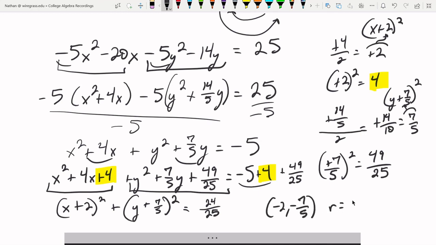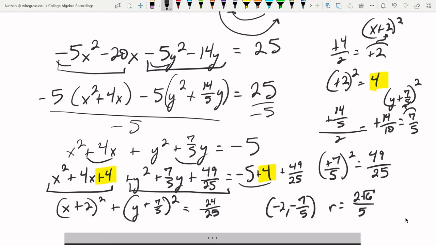And the radius is the square root of this thing. Square root of 25 is 5. Square root of 24 simplifies down to 2√6, over 5. I think that's correct.